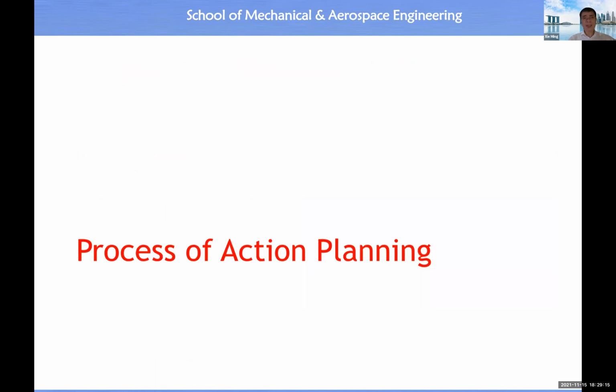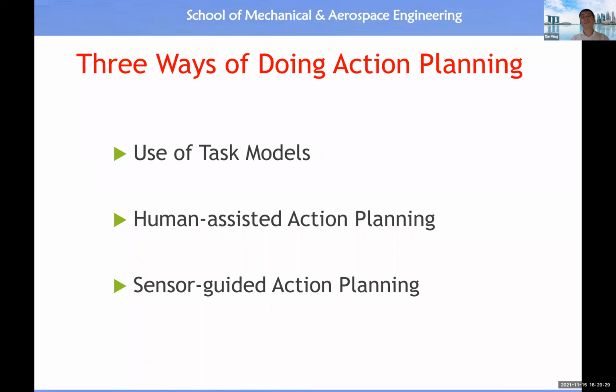All right, then coming to this question, because we know what the input to action planning is and what the output from action planning will be, how do we do action planning? What will be the inner process of action planning? Actually there are 3 ways to do action planning. The first way is to use a task model. For some tasks, we may have a specific model, and we just follow the model.